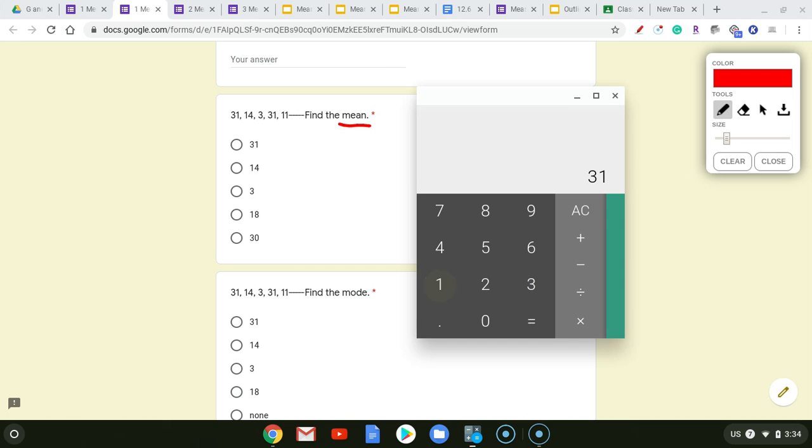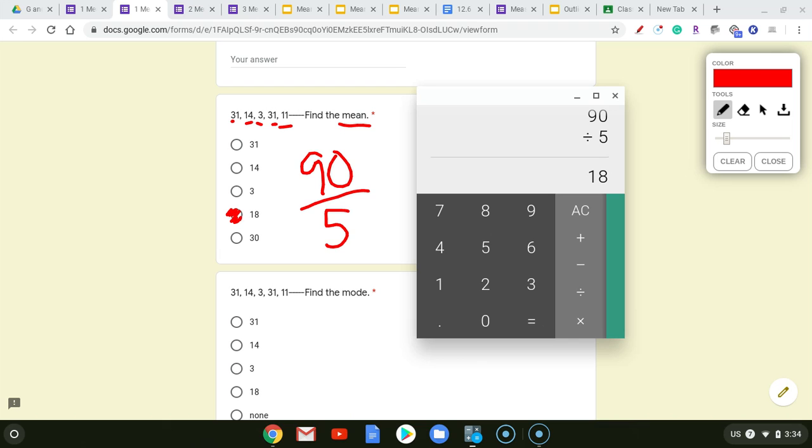So there's 31 plus 14 plus 3 plus 31 plus 11, a total of 90. Now, how many are there? 1, 2, 3, 4, 5. There are 5, so I'm going to divide by 5. And I get an answer of 18.